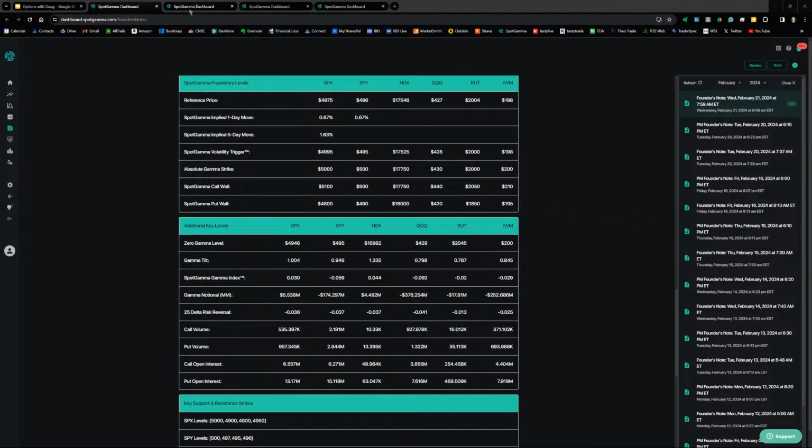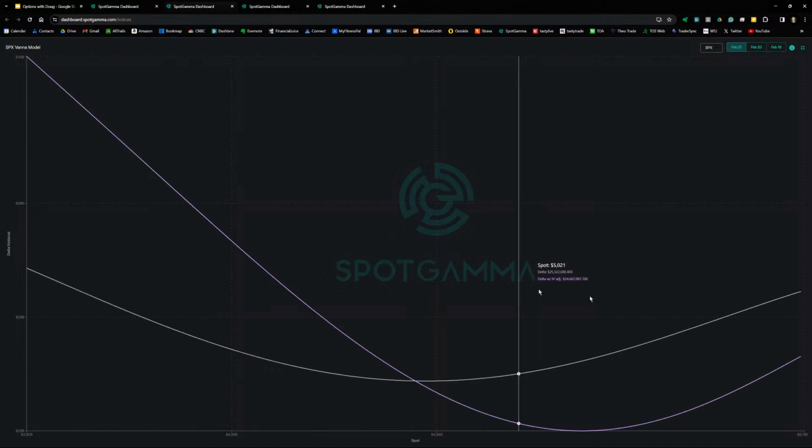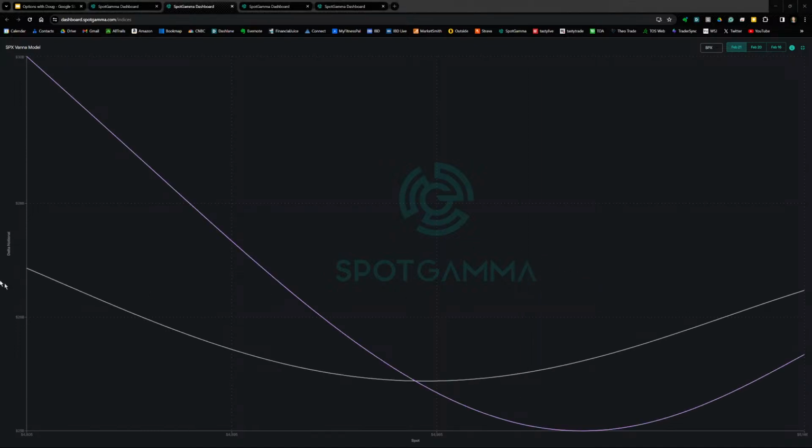All right, let's take a look also at the Vanna model. In a negative gamma environment, it becomes much more interesting. So what this chart is showing is market makers' delta notional, their delta exposure, and how it may change with changes in price. That's shown by the light gray curve, price only, and then the purple curve adds implied volatility to the equation. That shows how market makers' delta notional may change with changes in price and implied volatility. And that change in delta with a change in implied volatility is the Vanna effect. Vanna is a second order Greek.